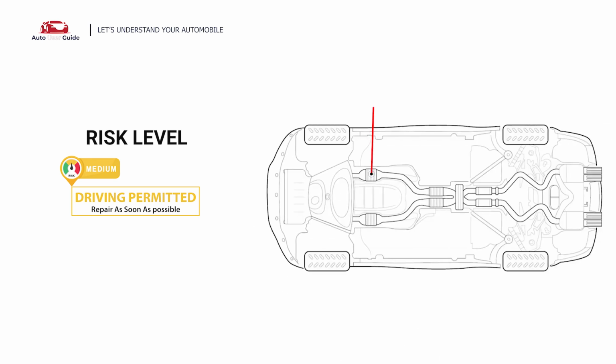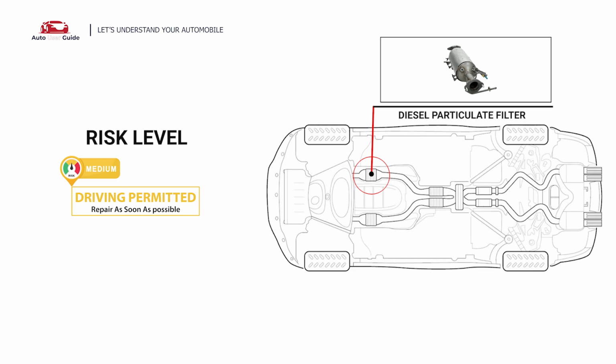This engine code indicates that the vehicle's computer has detected a blockage or excessive soot accumulation in the DPF, which has triggered a limp mode or limited power output to protect the engine and exhaust system. Under this circumstance, short-distance driving is permitted, but your vehicle should be repaired as soon as possible.